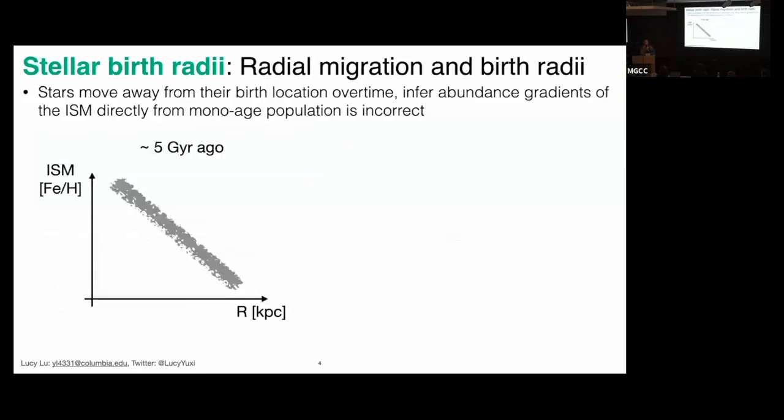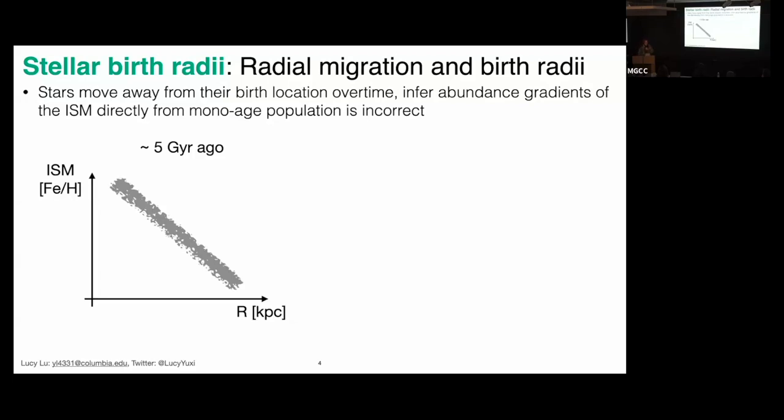Birth radii are important because stars actually move around, through interaction with resonances or other effects that can move stars from where they're born, permanently change their angular momentum in the disk, and change their radius over time. One effect it's very important to take into account is how this will affect how we obtain the metallicity gradient.